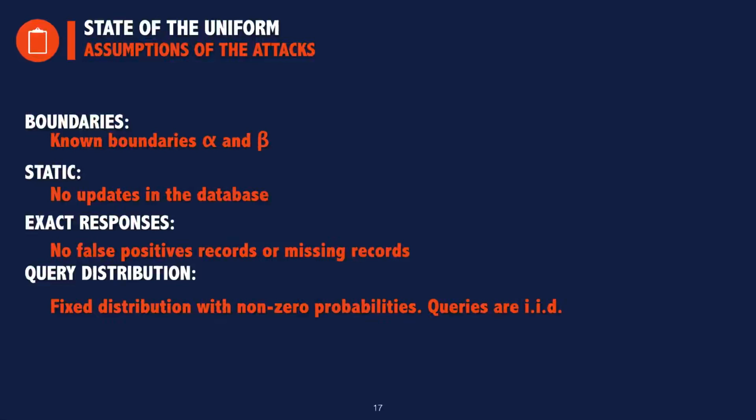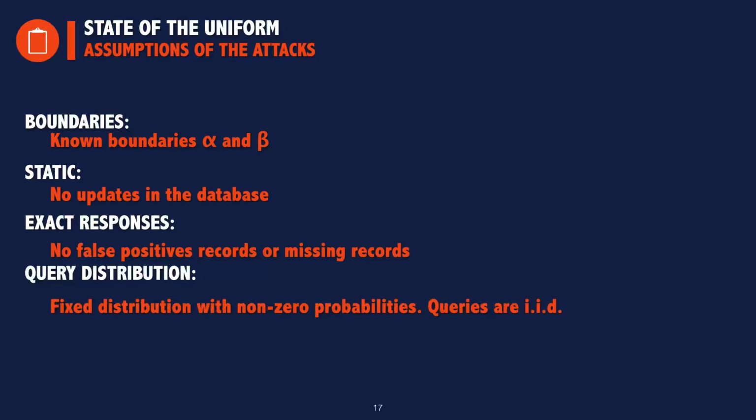Let's start with the assumptions that we make. We assume that the boundaries of the domain of the plaintext values, alpha and beta, are known to the attacker. We assume that the encrypted database under attack is static. We assume that the client receives the exact response for each query. That is, there are no missing records or additional records.